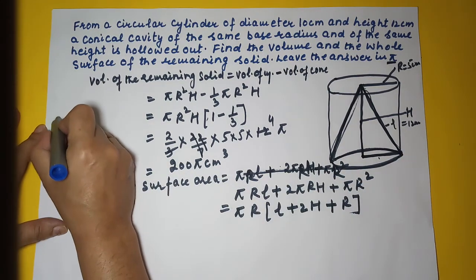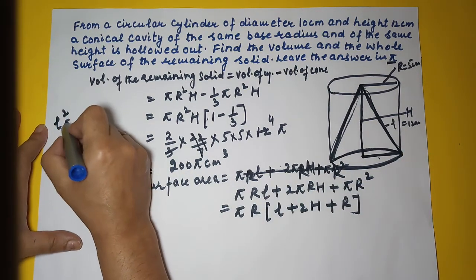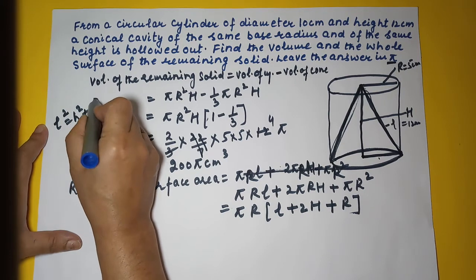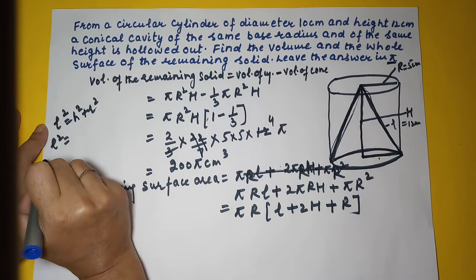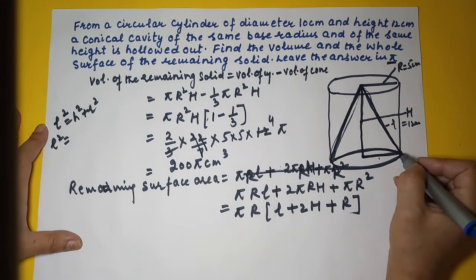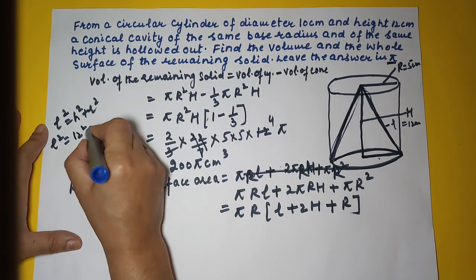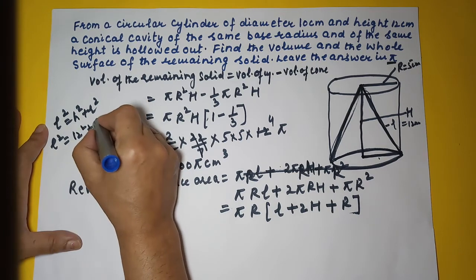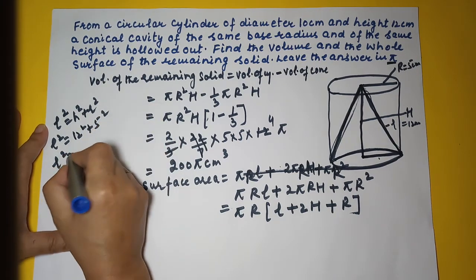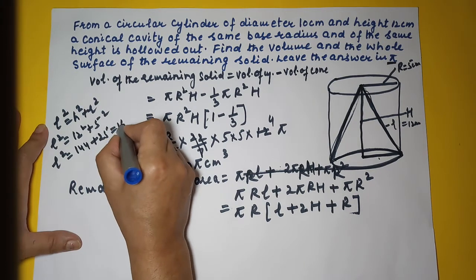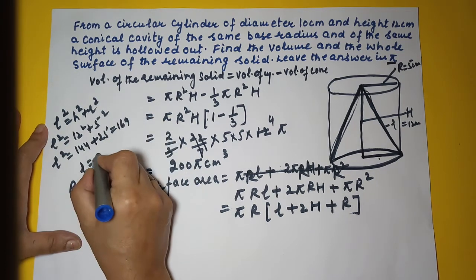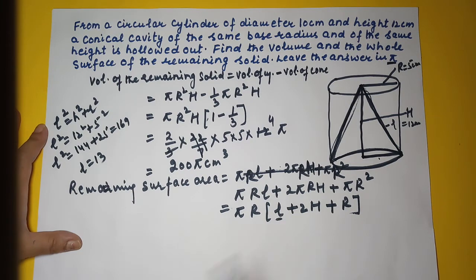So we can write L square is equal to H square plus R square. L square is equal to H, which is 12, square, plus R, which is 5, square. So L square is equal to 144 plus 25, which is 169. So your L is 13. So you have found the value of this L.